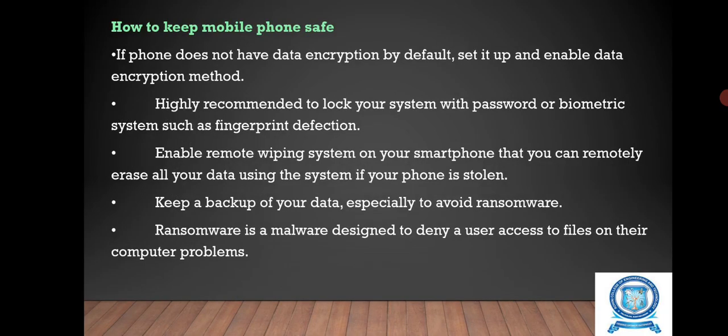How to keep a mobile safe? If the phone does not have data encryption by default, set it up and enable the data encryption method. It is highly recommended to lock your device with a password or biometric systems such as fingerprint detection. Enable the remote wiping system on your smartphone so that you can remotely erase all your data if your phone is stolen. Keep a backup of your data, especially to avoid ransomware.